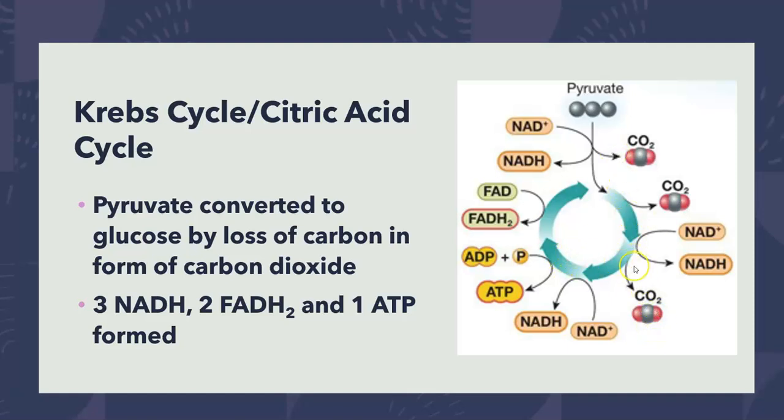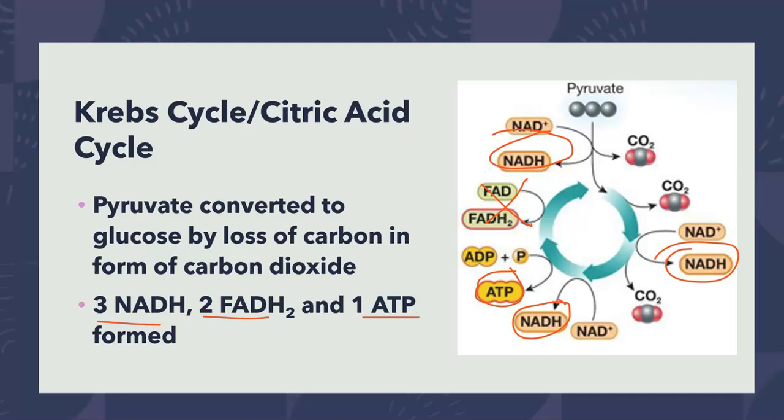As we go through this cycle, we are going to generate some NADH at different points in the cycle. There's one NADH, a second NADH, a third NADH. Don't worry about that FADH2. And we're going to generate some ATP. So overall, we have 3 NADHs, 2 FADH2s, and 1 ATP.